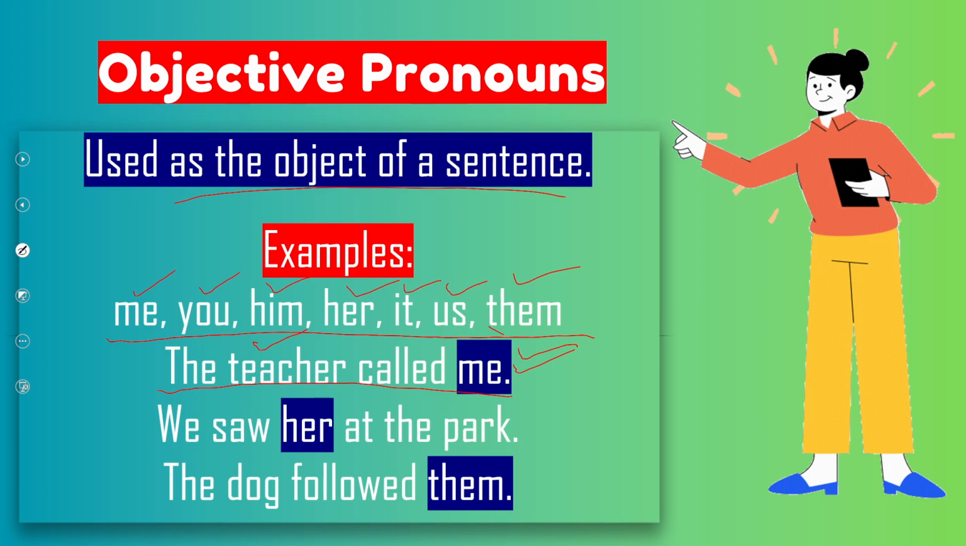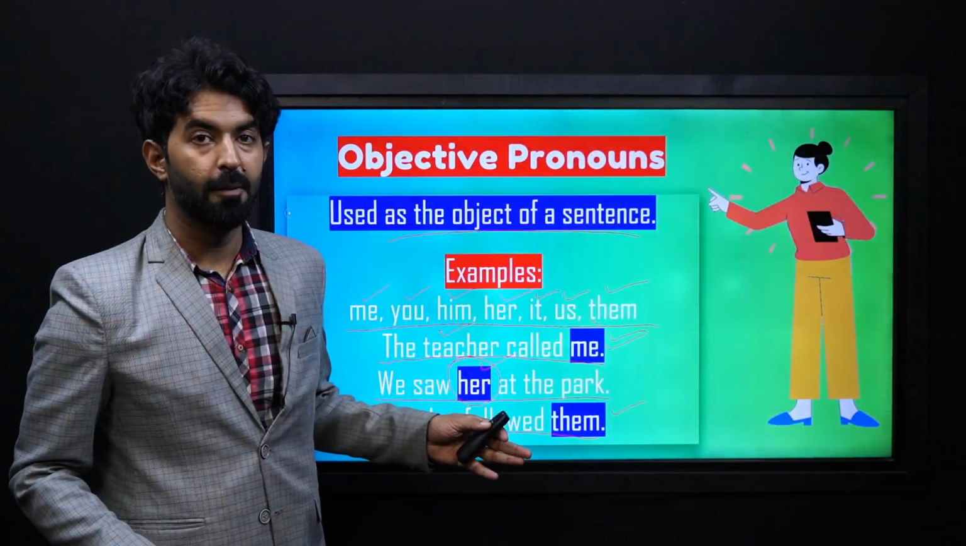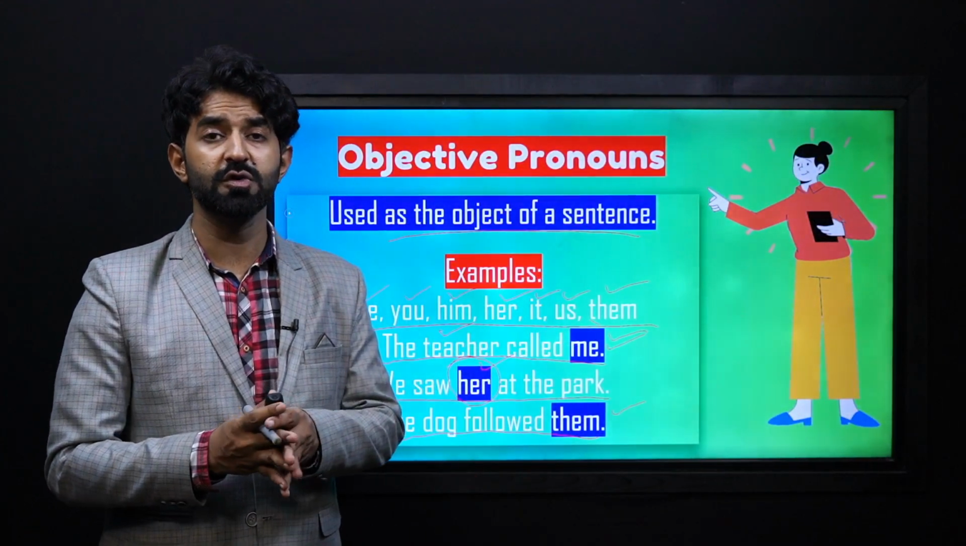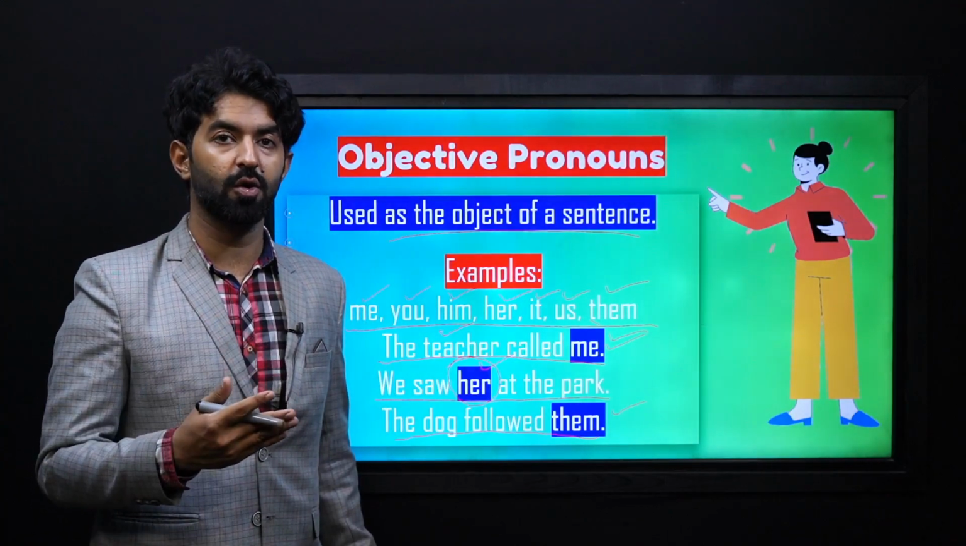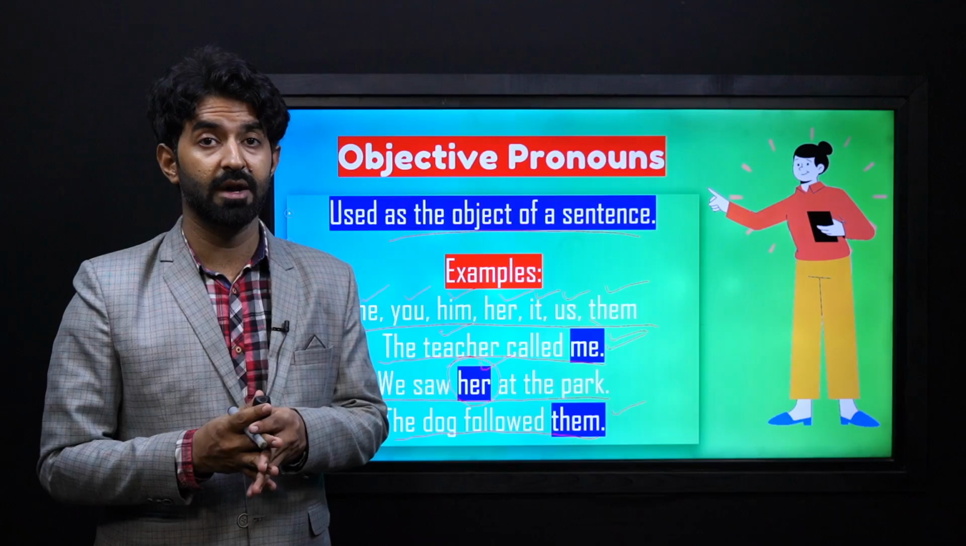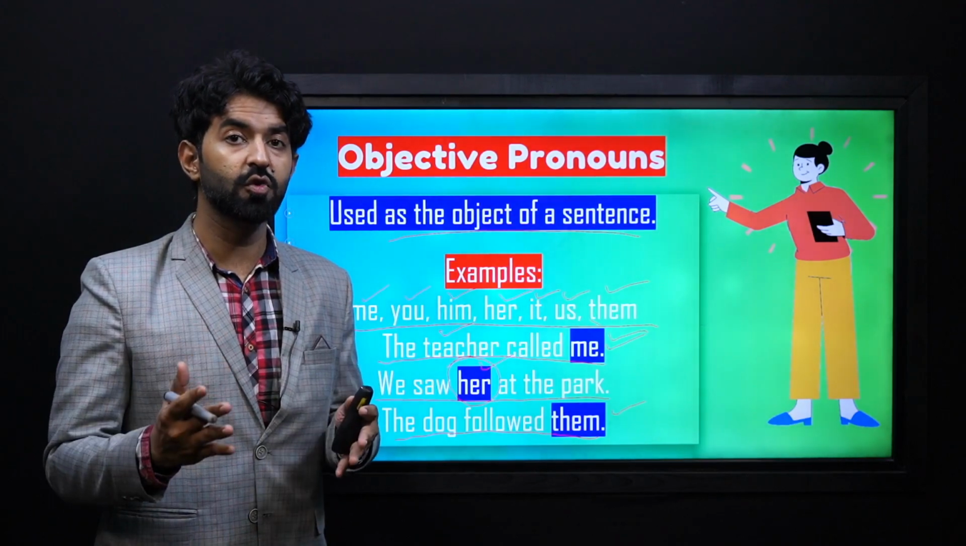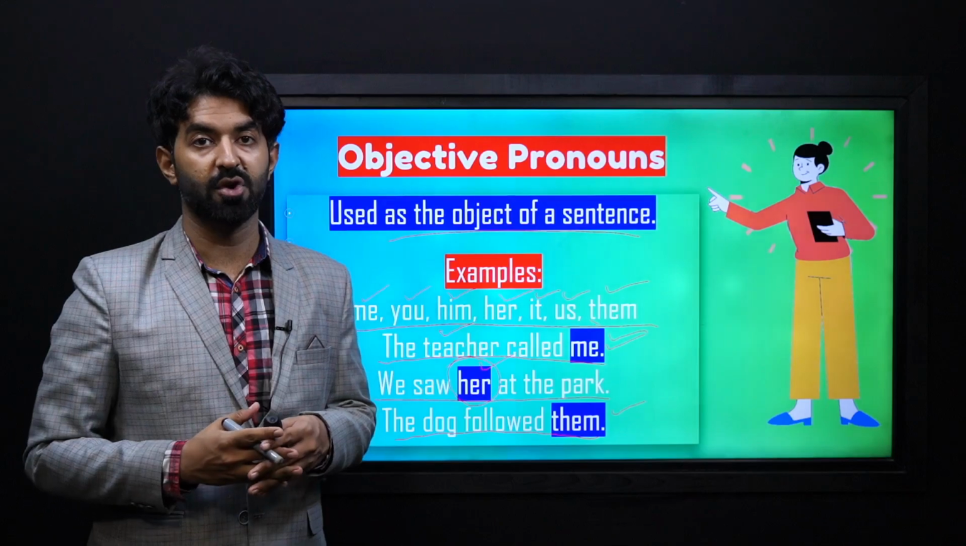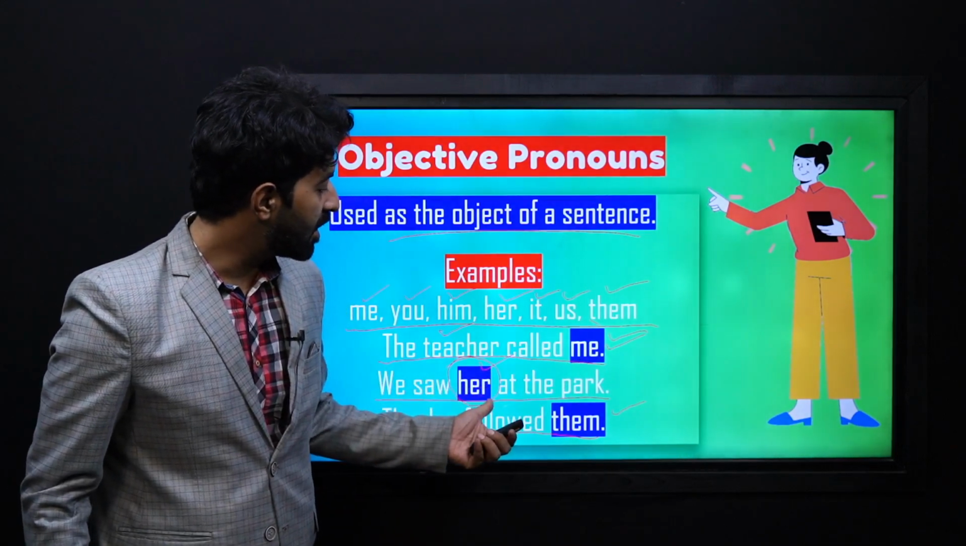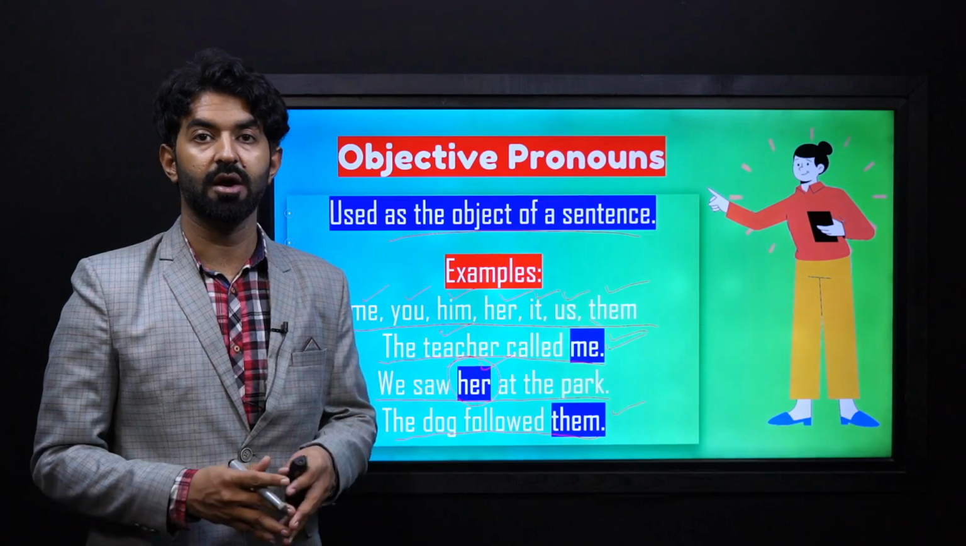Now in the sentence, we saw her at the park, we used her, the objective pronoun, instead of naming it, since it is an object. The dog followed them. Now them here is also an object, but instead of using a noun, we used a pronoun. And what kind of pronouns, my dear learners, did we use? We used objective pronouns because me, her and them, all these are objects.